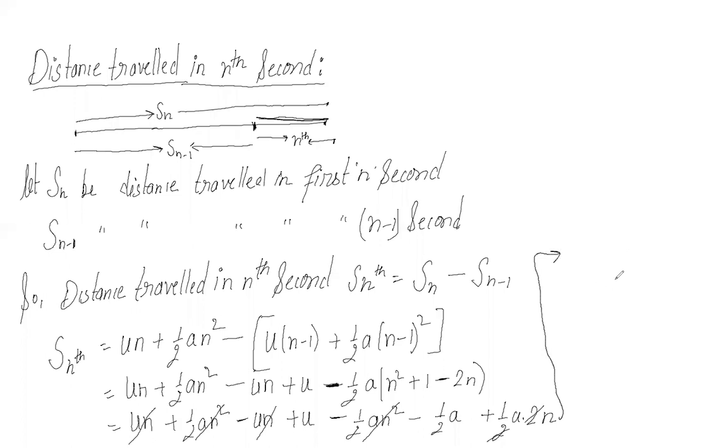So this will become your Sn, it will become u minus u, and now this is your a. So you can take the common. First I'm writing the plus 1. This is your an, and minus half a. So you can take the common here: u and a by 2 can be taken common. So it will be your 2n minus 1.